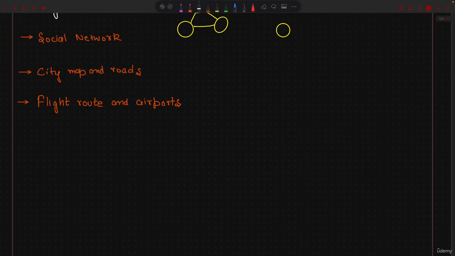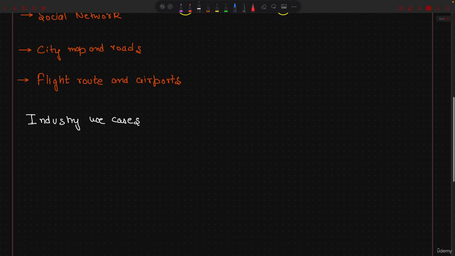Now let us talk about some industry use cases. Coming to industry use cases, the very first one, just from real life, is Google Maps or any other maps, like Apple Maps. The basic data structure powering everything there is a graph. All the navigation, everything which we are able to use, the basic idea behind that lies in graph.